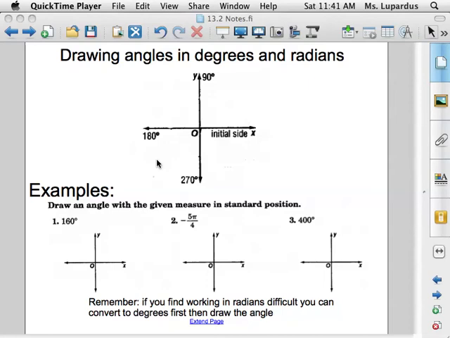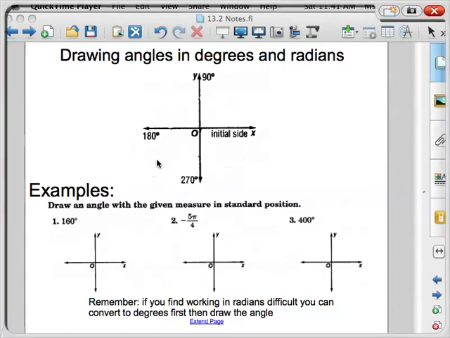Angles, both in degrees and in radians. Our goal here is to be able to find out which quadrant it is and to be able to accurately sketch it. So remember, we've got our X and Y axis here. We've got our starting initial side right here.